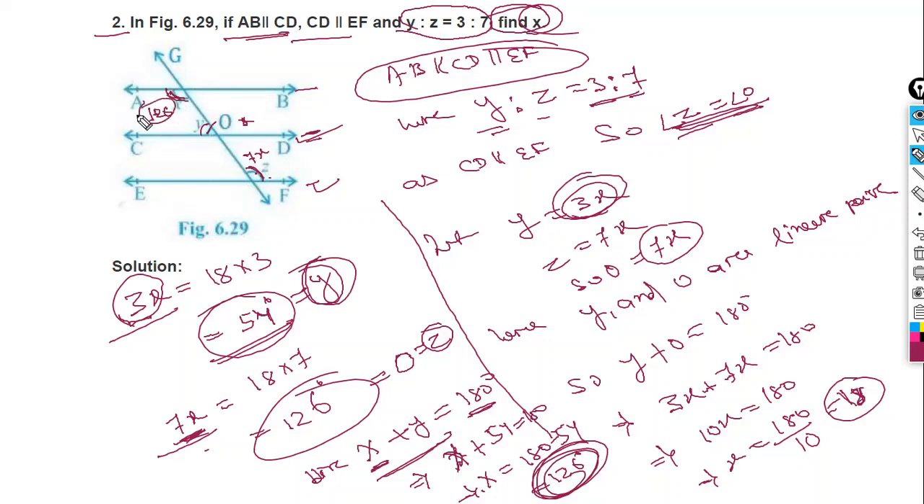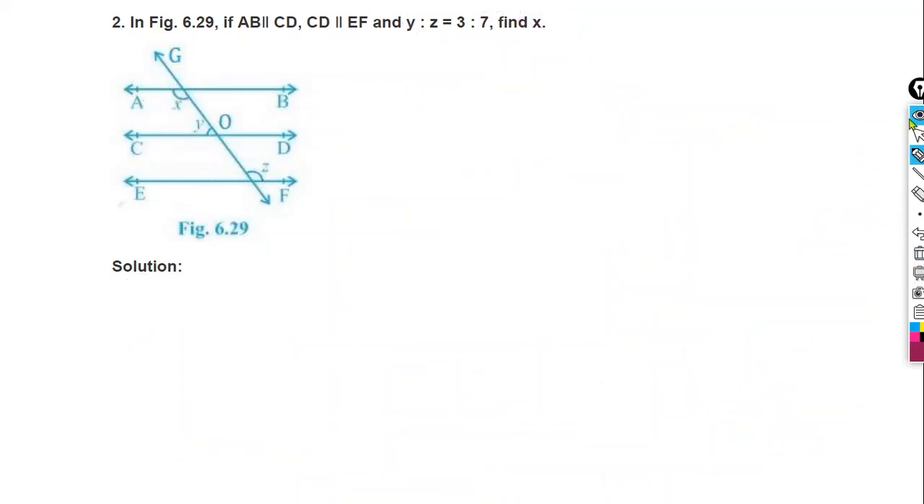This x is 126. One thing you can do here: we have assumed that y equal to 3x, so you can take 3a or 3b like this. It will be easy for you, because we already have an x here. So this is the solution. Now we'll move to question number 3.